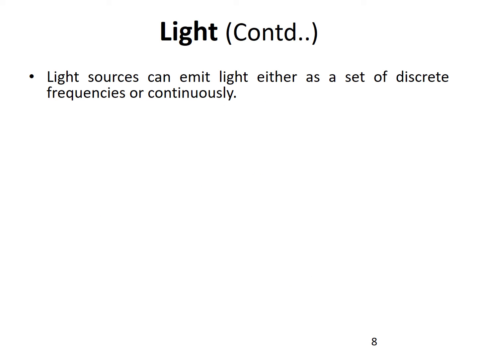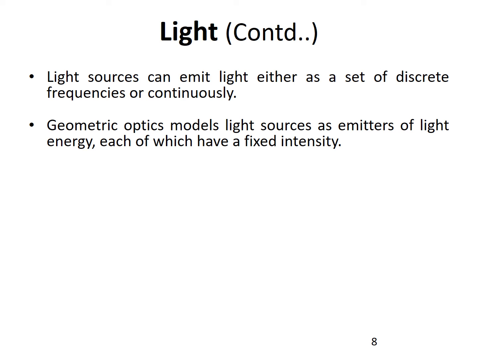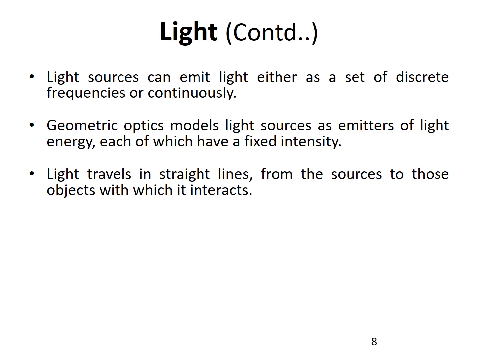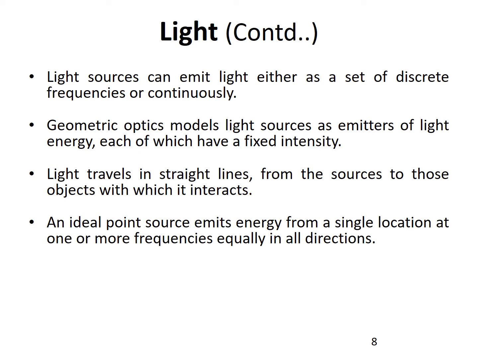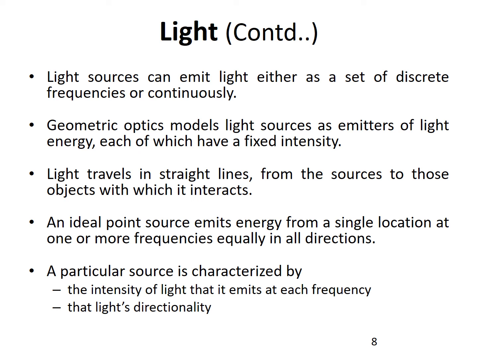Light sources can emit light either as a set of discrete frequencies or continuously. Geometric optics models light sources as emitters of light energy, each of which have a fixed intensity. Light travels in straight lines from the sources to those objects with which it interacts. An ideal light source emits energy from a single location at one or more frequencies equally in all directions. A particular source is characterized by the intensity of light that it emits and at each frequency, that light's directionality, and so on. We will study the attributes of light sources in graphics later.